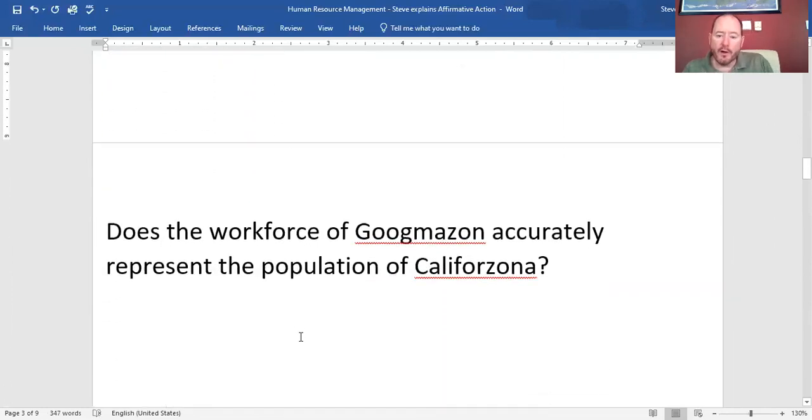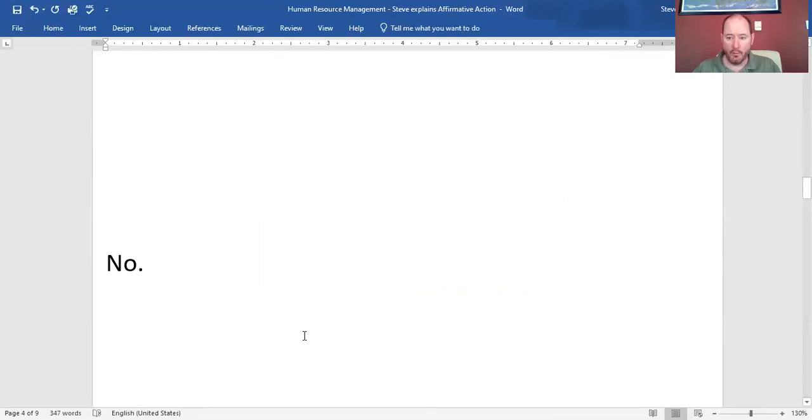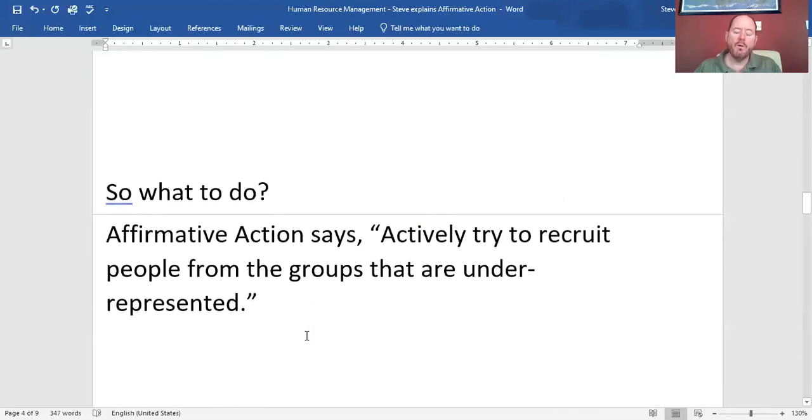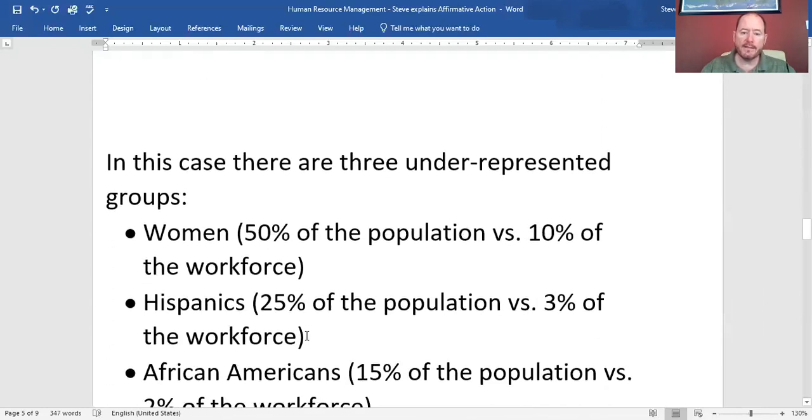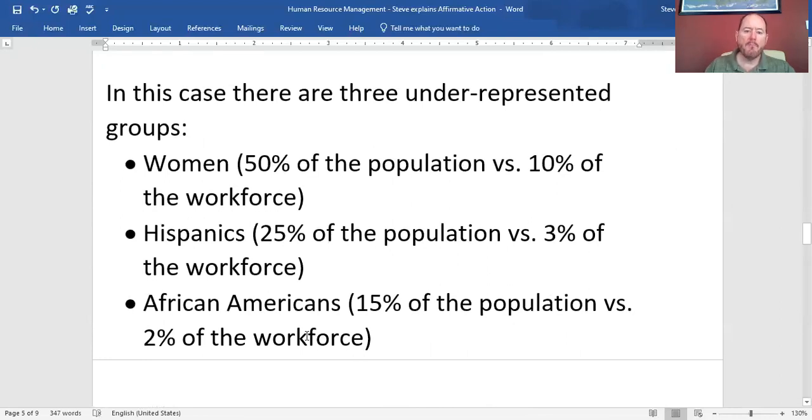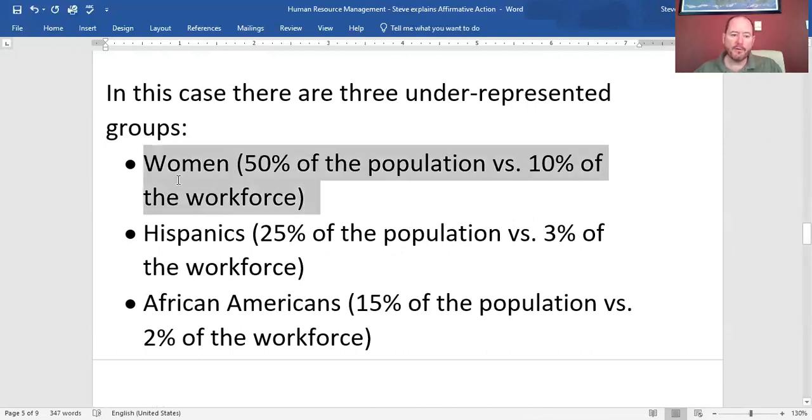So, does the workforce of Gugmazan accurately represent the population of California? And the answer, absolutely, is no, it does not. So, what to do? Affirmative action says you should actively try to recruit from the groups that are underrepresented. And so which groups of what we talked about here are really underrepresented? In this case, there are 3 massively underrepresented groups. Women, they are 50% of the population, yet only 10% of the workforce.